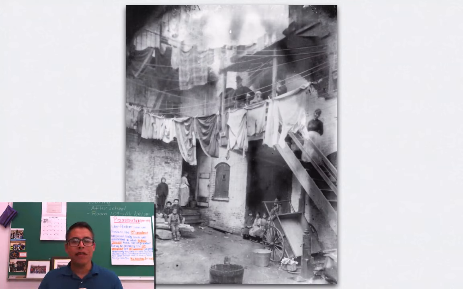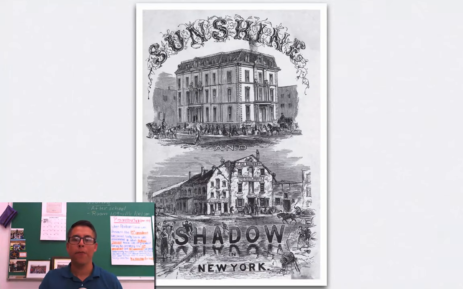And this is something that is showing for the first time the realities of this big rise of industry and this big rise of business in America. And there's this novel that's published around the same time called Sunshine and Shadow. And as you can see, it shows this really big luxurious mansion on the top. And then it shows the slums where the majority of workers tend to live in the central business district on the bottom in the shadows. And so this is a look at how industry rose in America and what are the consequences of this rise and of this growth.